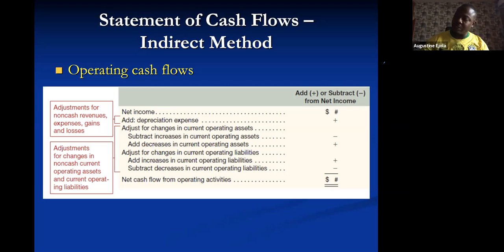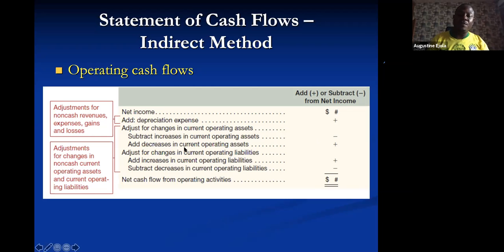Because if your inventory increases, it means that your current asset is going up. If your prepayment increases, it means that you have paid cash for your prepayment to go up. So anything that falls within your current asset, if it goes up, the implication is that your cash has come down. So we have to take note of that, and we will take that effect and say, subtract the increase in current operating assets.